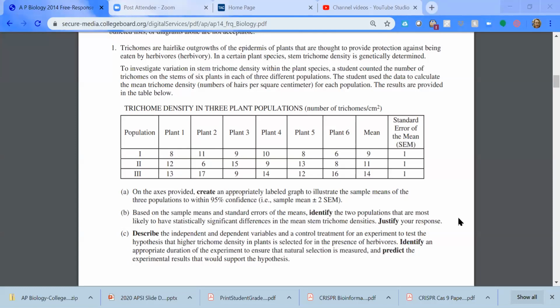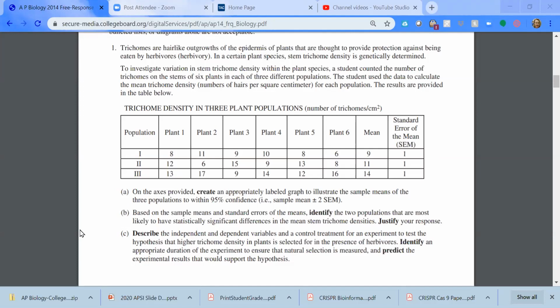Part B was worth 2 points. Based on the sample means and the standard errors of the means, identify the two populations that are most likely to have statistically significant differences in mean stem trichome densities and justify your response. So the two populations most likely to have significant differences would be population 1 and population 3, because as shown in the graph we just did, the 95% confidence intervals for populations 1 and 3 do not overlap. That would be the justification for your response.